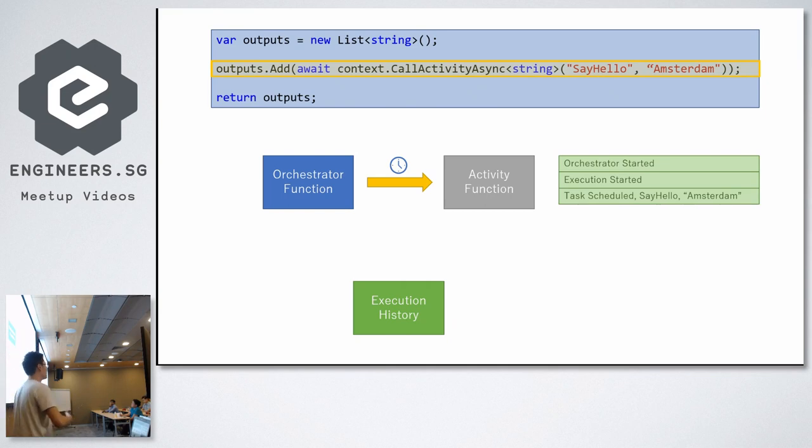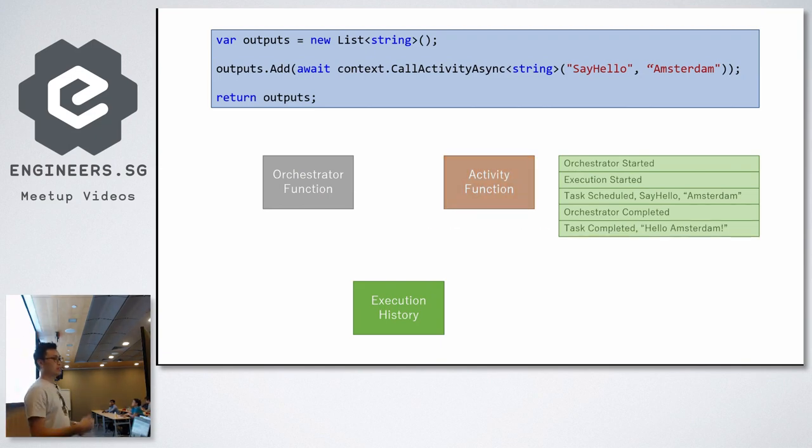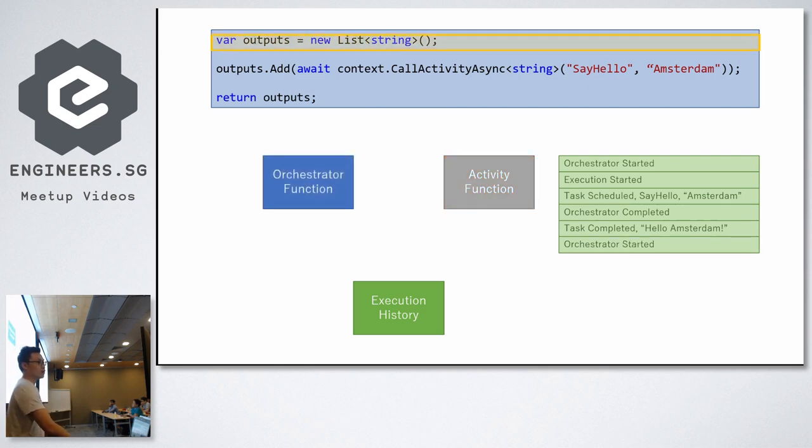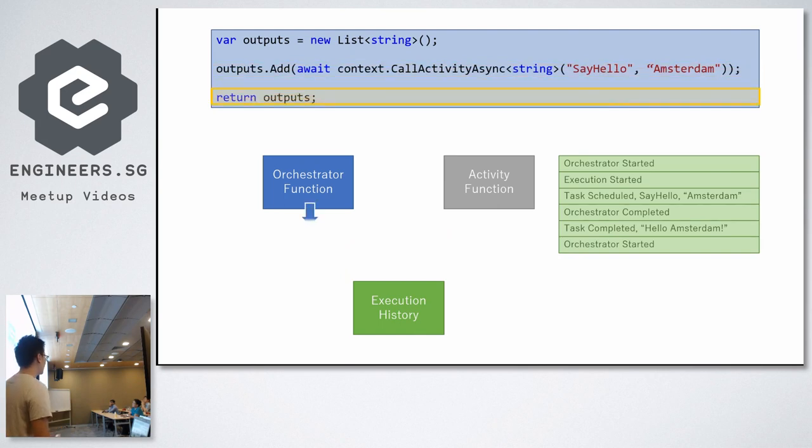And then the task gets executed or scheduled, in the sense of saying, hey, I need to call say hello, Amsterdam. Now when this is completed, it returns hello Amsterdam, and then the orchestrator gets started, goes back to the execution history and says, hey, this is started, and then it returns the output.